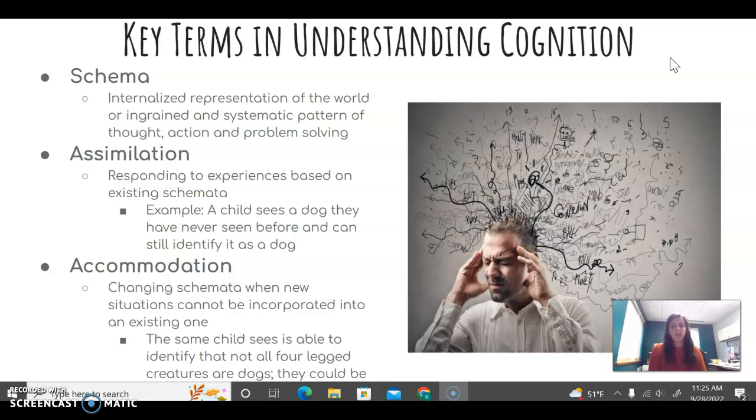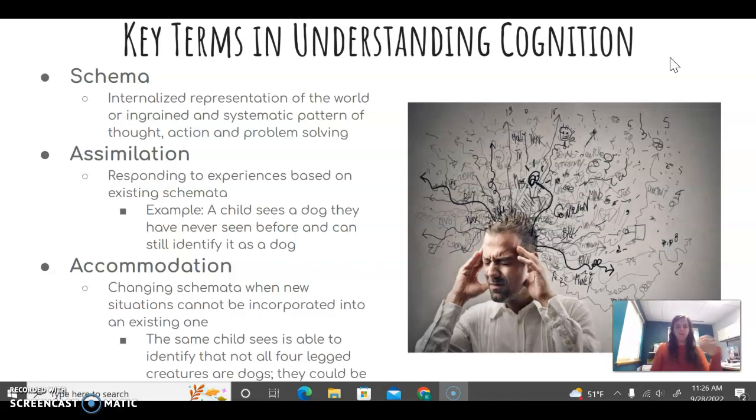So accommodation would be when you encounter something that doesn't necessarily fit into your existing schema. So it's challenging the equilibrium and the norm of what your world is. If you're going back to the example of a child who's able to identify a different breed of a dog, it's still a dog. An accommodation to that schema would be if they saw a 4-legged creature, they don't assume it's a dog. So if they see a horse, they're able to accept and incorporate that a 4-legged creature who has a mane and a tail and is tall and giant hooves is a horse, not a dog.